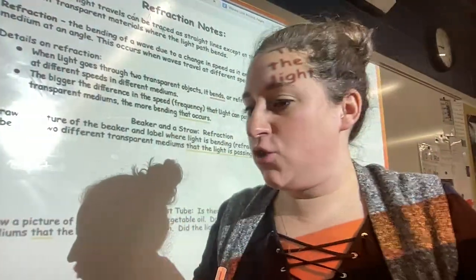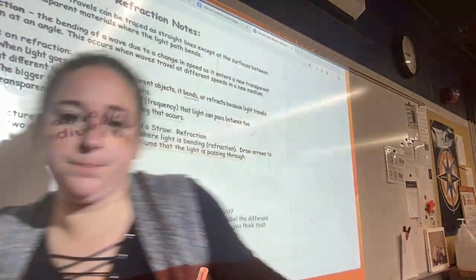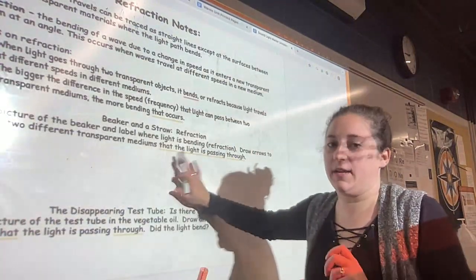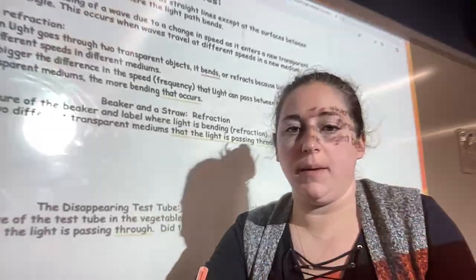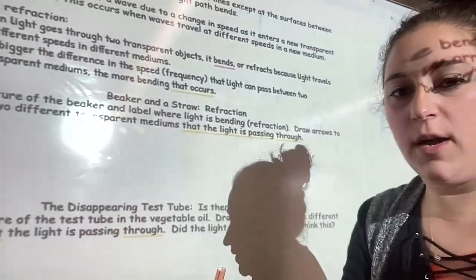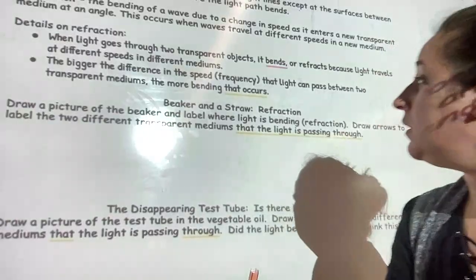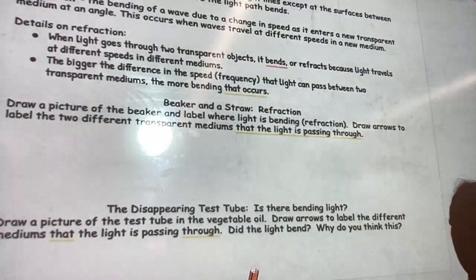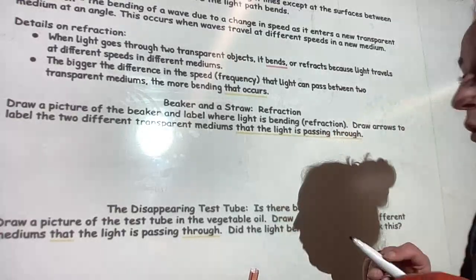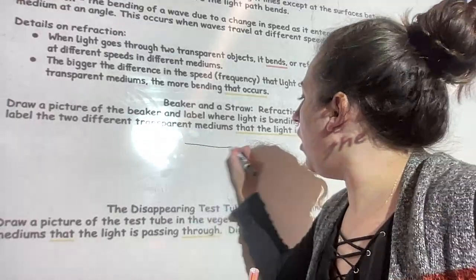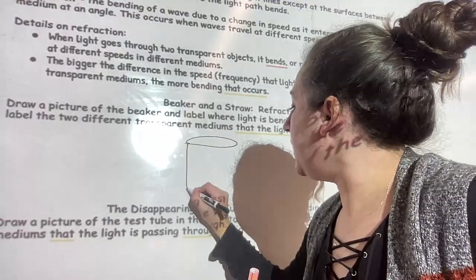We're going to draw this out on the board here. And this is what you're going to add into your notes, what we're drawing here. So I'm going to get you a little bit closer. It's asking us to draw a picture of the beaker and label where light is bending. Draw arrows to label the two different transparent mediums that the light is passing through. Okay, so I am going to go ahead and draw our beaker here.